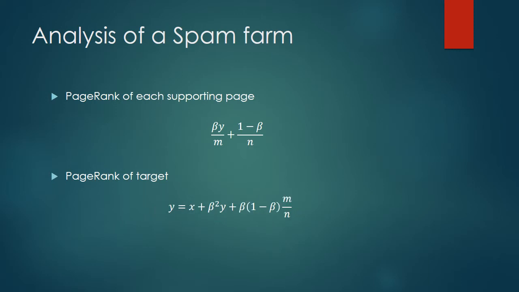So let's simplify that. You get y is equal to x plus beta square y plus beta times (1 minus beta) m by n. I ignored some very small terms. And you can eventually come up with an expression which is like this: y is going to be x divided by 1 minus beta square. So by the use of a spam farm, you were able to boost the score that you would have gotten otherwise by a factor of 1 over (1 minus beta square). And in addition, depending on how large m is with regards to the overall internet, that's an additional term I've been able to give.